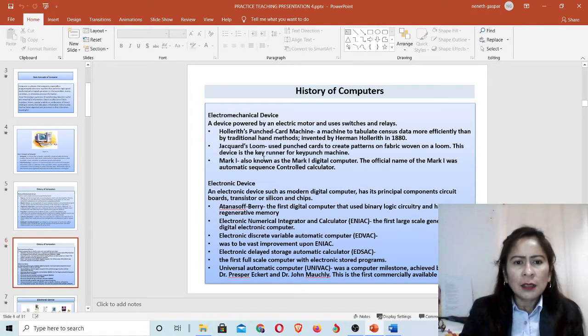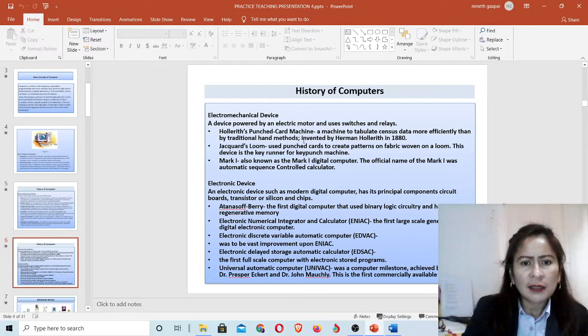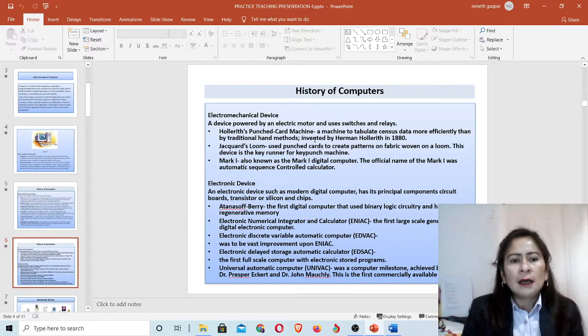Electronic, electromechanical device. A device powered by an electric motor that uses switches and relays. Hollerith punch card machine, a machine to tabulate census data more efficiently than by traditional hand methods, invented by Herman Hollerith in 1880.